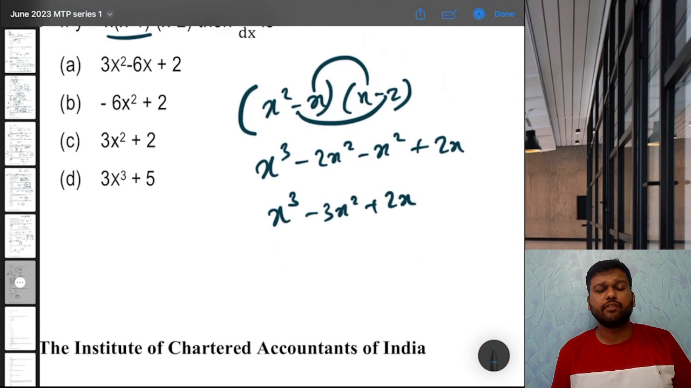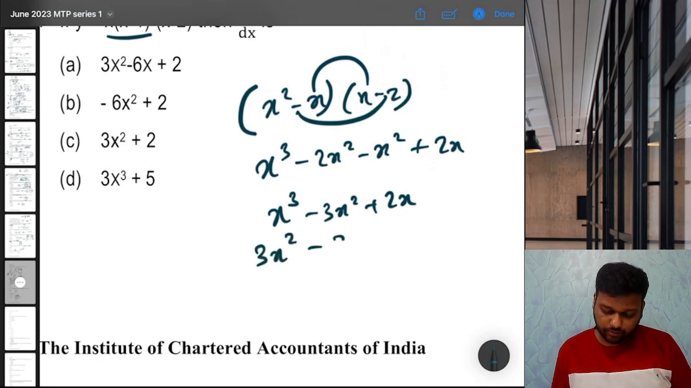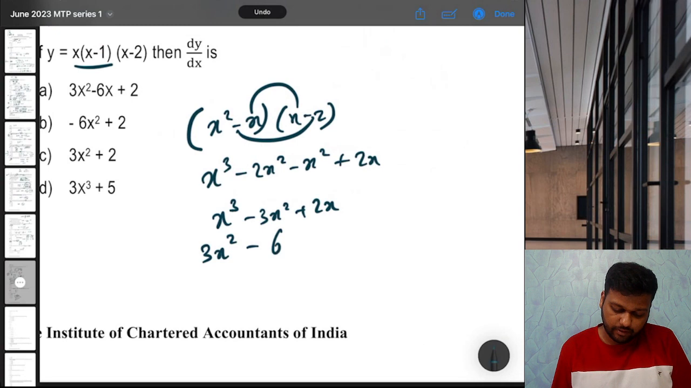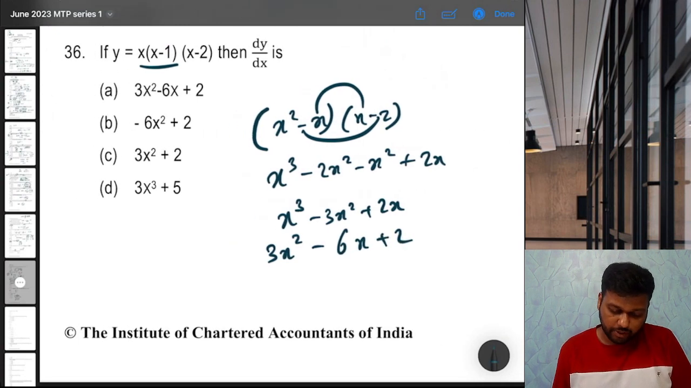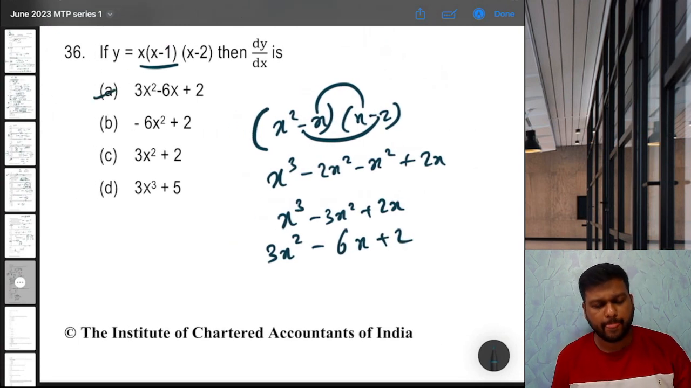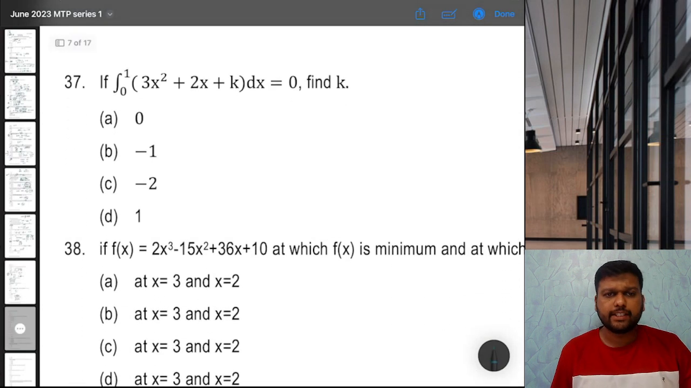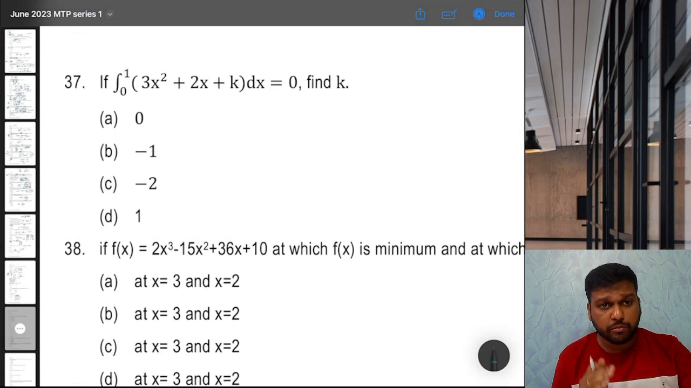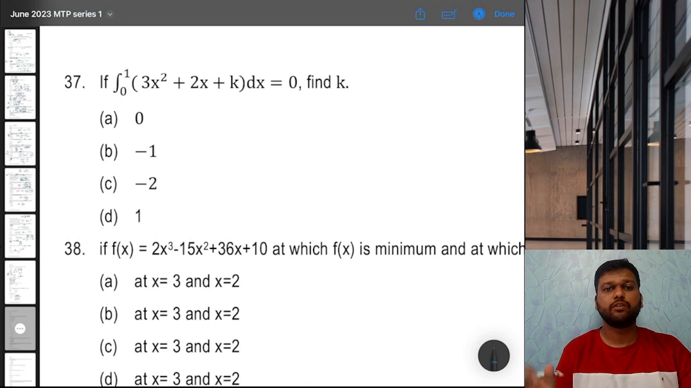If we take derivative of x raised to n, what is it? N into x raised to n minus 1. Then 3 into 2, 6x plus 2. So option what? A. Fine. Next. 37. If integration from 0 to 1 of that is 0, then find k.